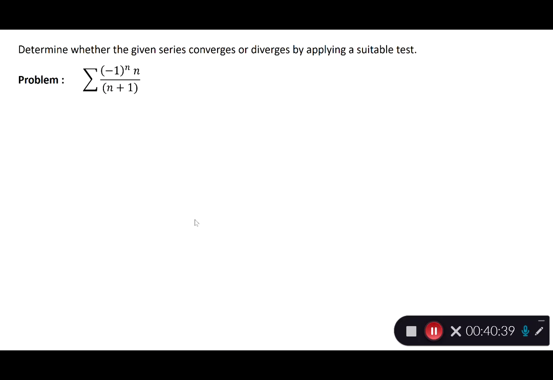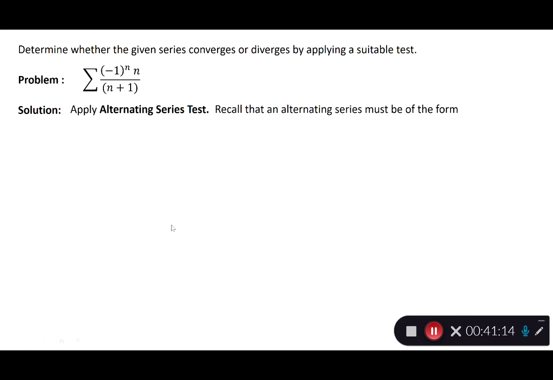What is, answer me, what is a sub n? -1 to the n times n over n plus 1. That is your a sub n. Cool. Is a sub n in the form of -1 to the n times b sub n, or -1 to the n minus 1 times b sub n? You agreed, -1 to the n times b sub n? Yep, it is. What is b sub n? n over n plus 1. b sub n is n over n plus 1. Cool.